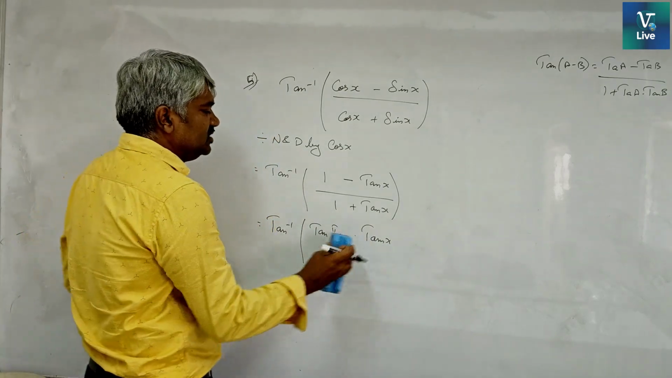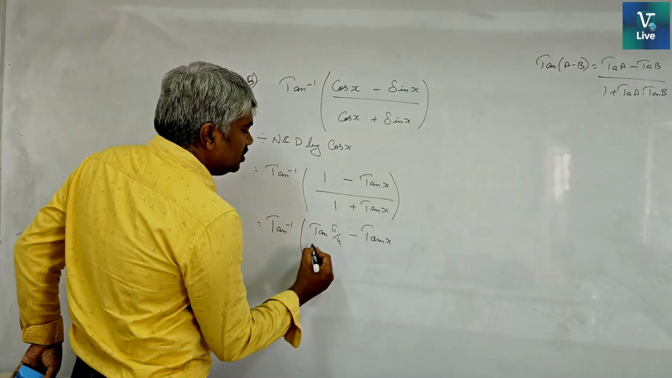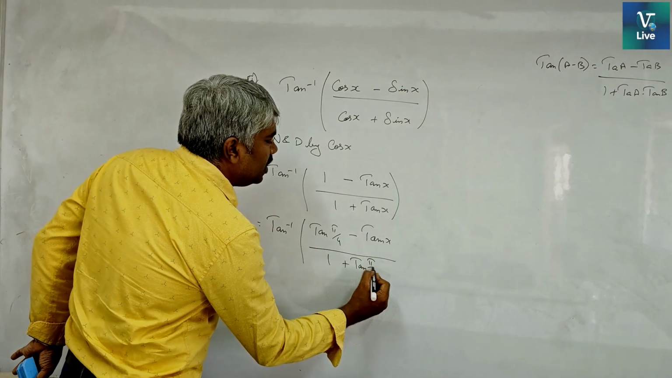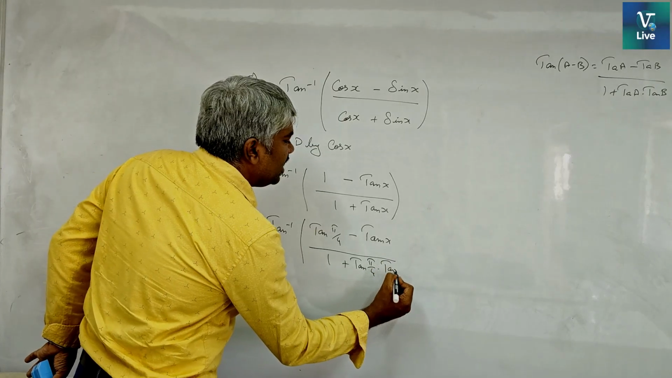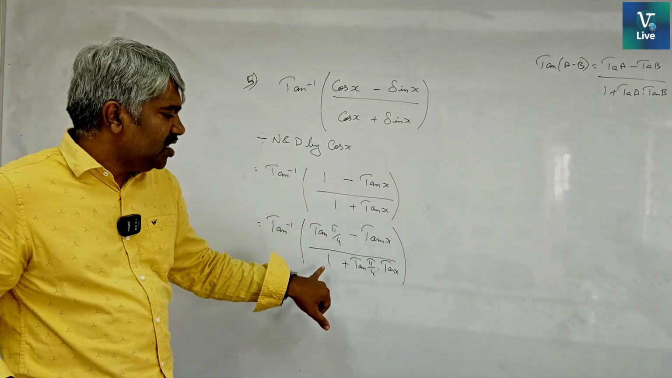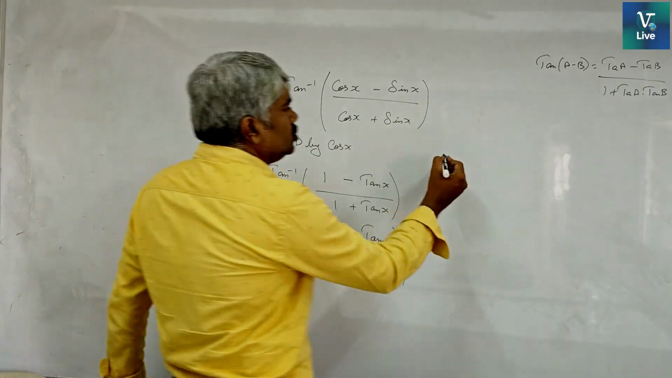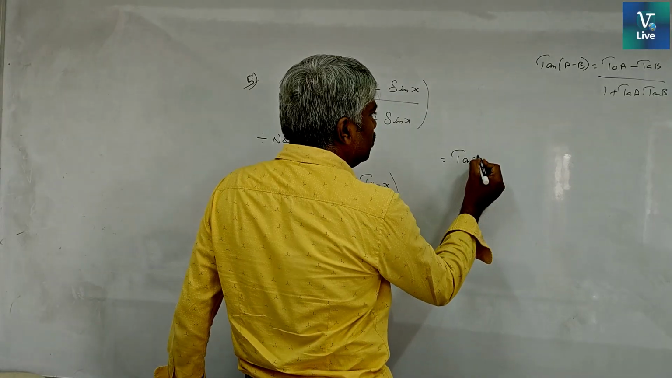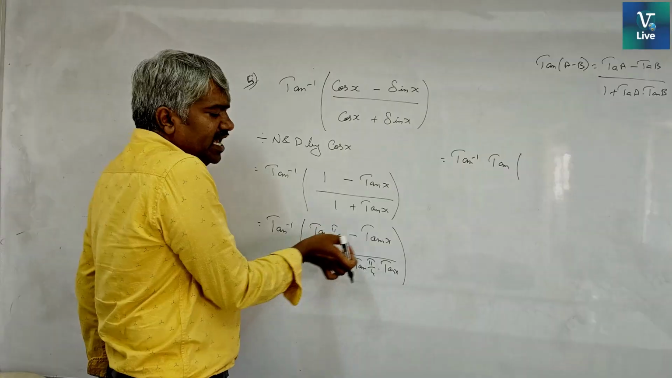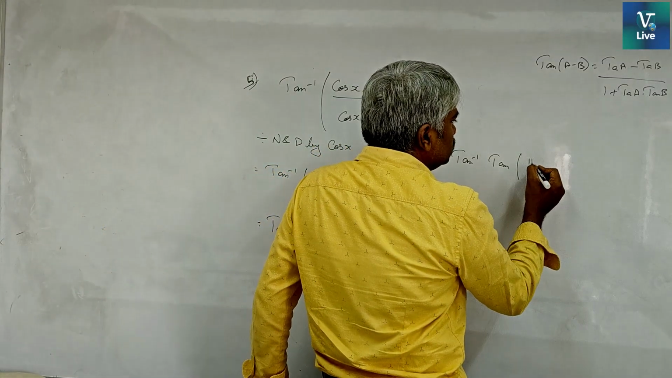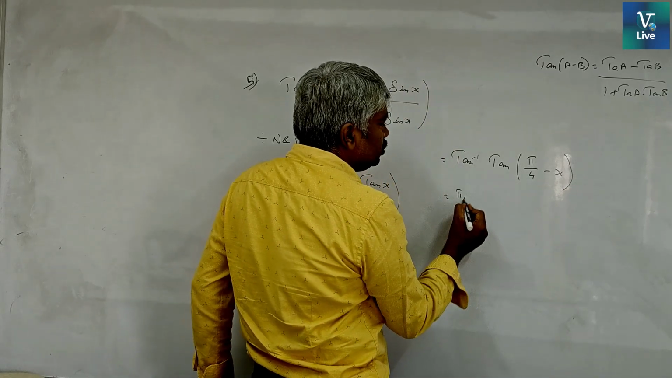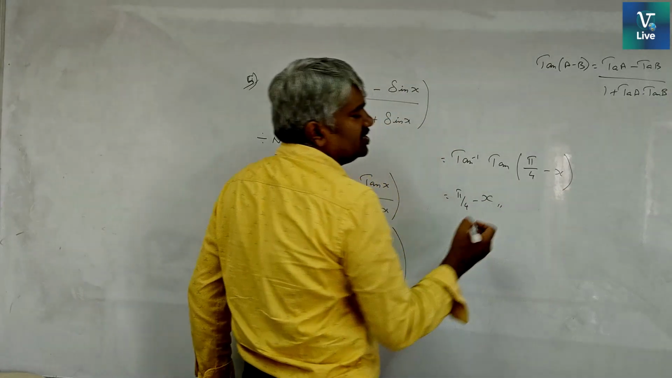minus tan x, divided by 1 plus tan pi by 4 into tan x, right? So this is of the form tan a minus tan b by 1 plus tan a tan b. So this can be converted into tan a minus b. In this case, pi by 4 is a and x is b. So tan of pi by 4 minus x. So your solution is pi by 4 minus x.